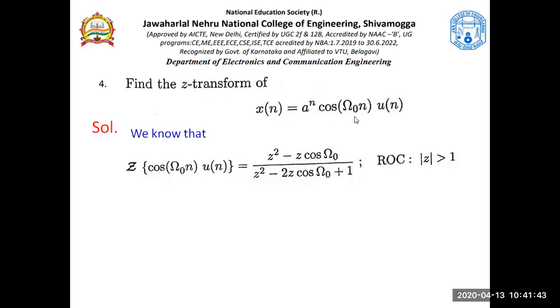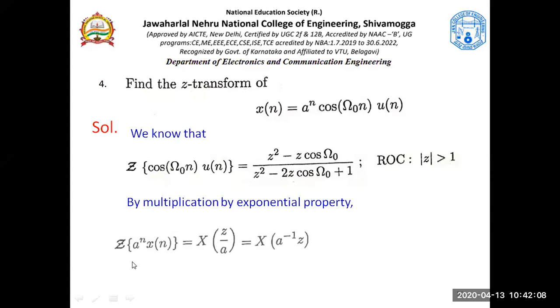Now to that signal we are multiplying a^n. Which property is this? Multiplication by an exponential. This is an exponential, right? So cos omega naught n u of n is being multiplied by an exponential. If you multiply this signal by an exponential, what is going to happen? That property looks like this. Here cos omega naught n u of n is x of n, and it is being multiplied by an exponential. a^n in discrete time is an exponential, not e^(at), mind you.